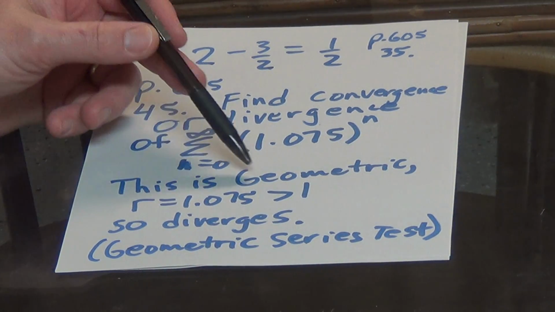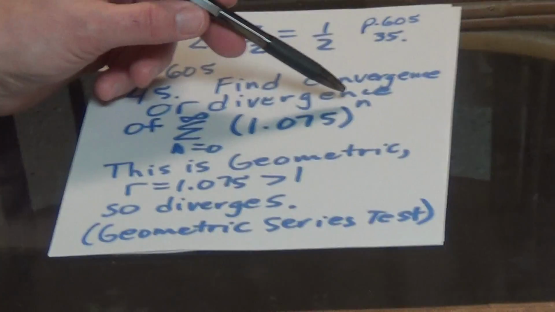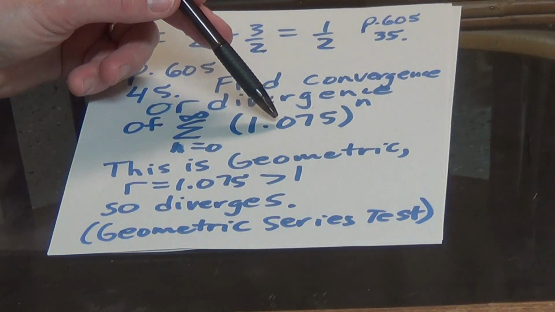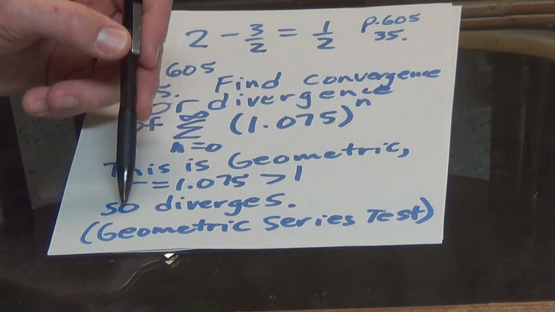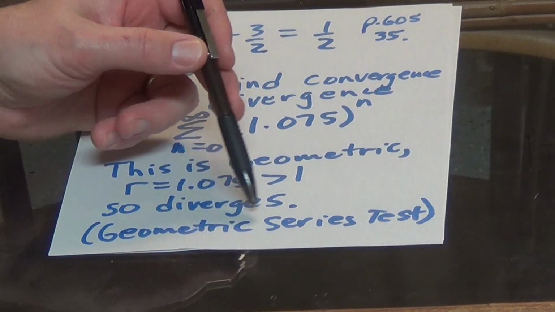Should recognize this is geometric. If you've got a number raised to an integer power, that's geometric. The r is 1.075. That's bigger than 1, so this diverges. The book will call this the geometric series test.